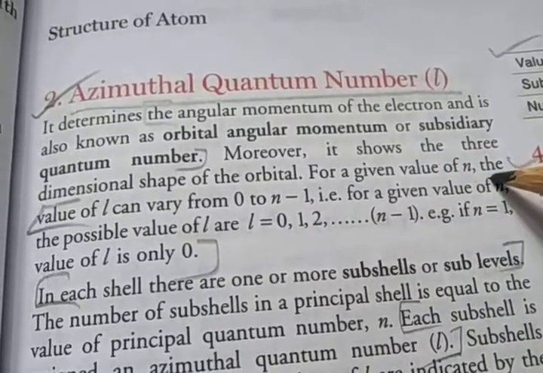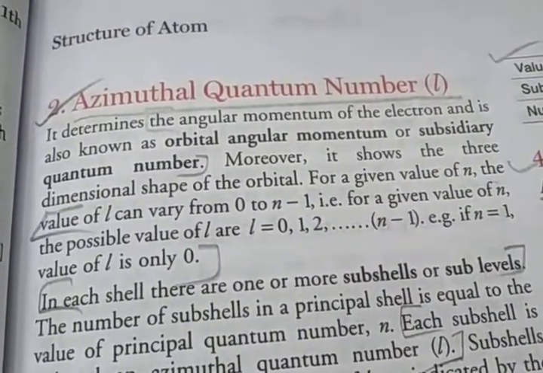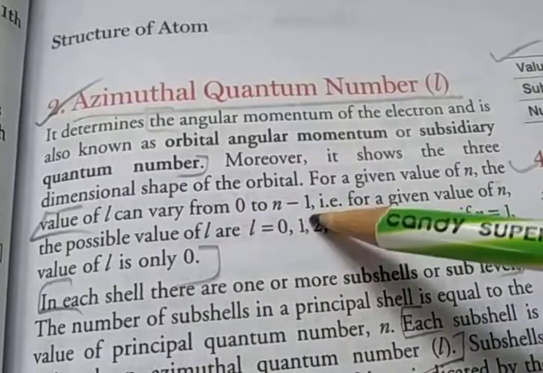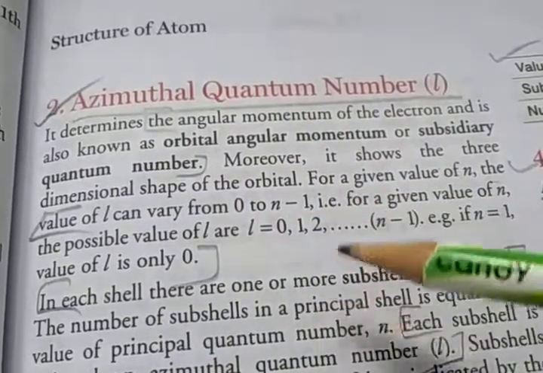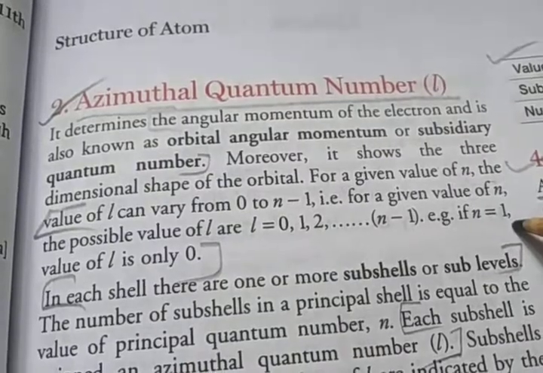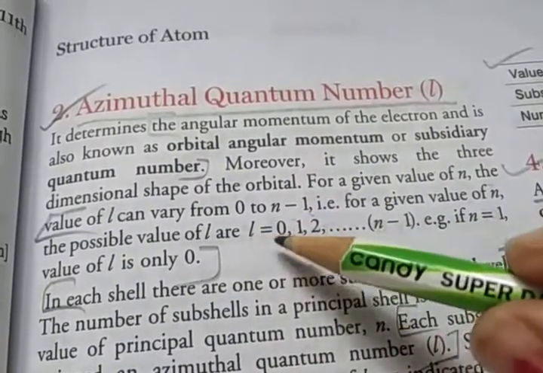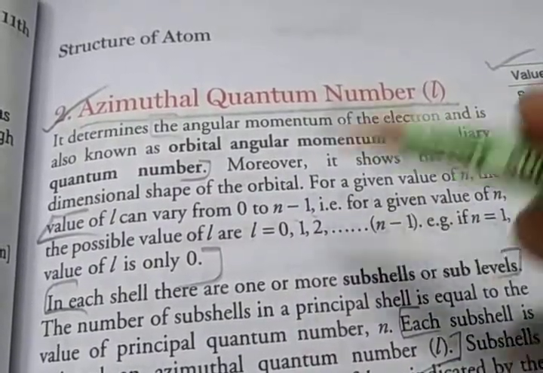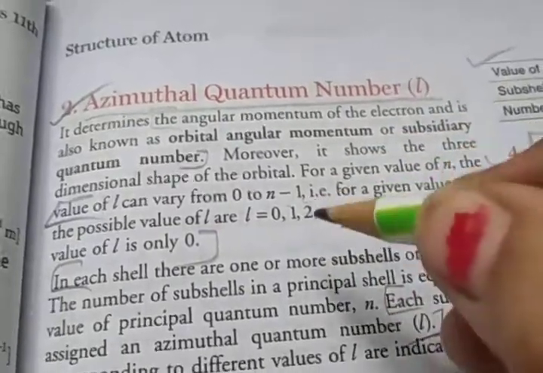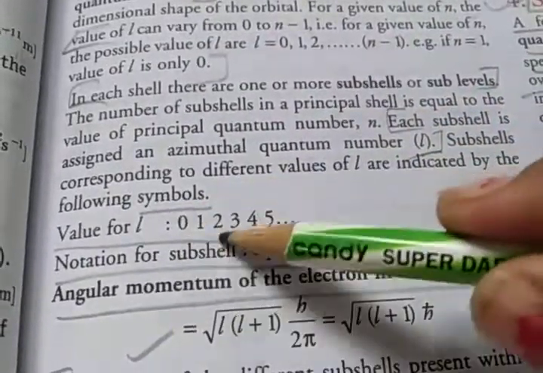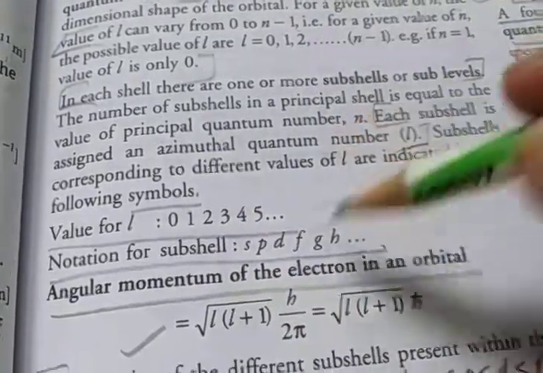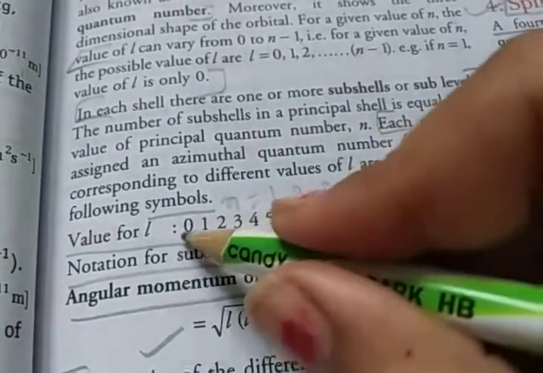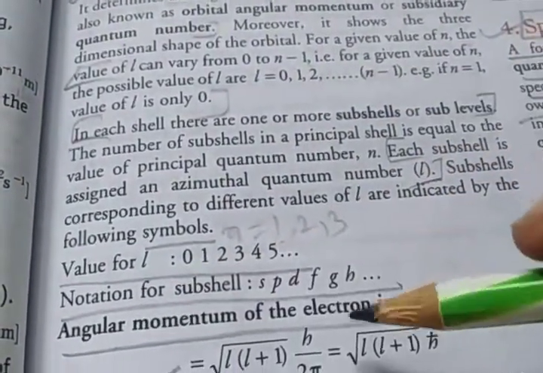The principal quantum number n starts from 1, but the value of the azimuthal quantum number l can vary from 0 to n minus 1. Like if n is equal to 1, then 1 minus 1, so l is equal to 0. If n is equal to 2, then 2 minus 1, so l is equal to 0 and 1. Here the values of l are 0, 1, 2, 3, 4, 5. For n equal to 1, the value of l is 0 because of n minus 1.